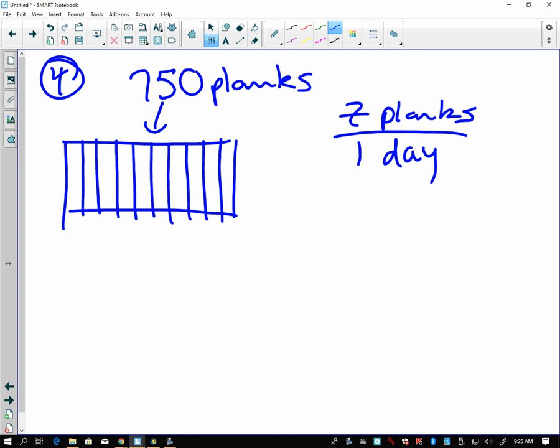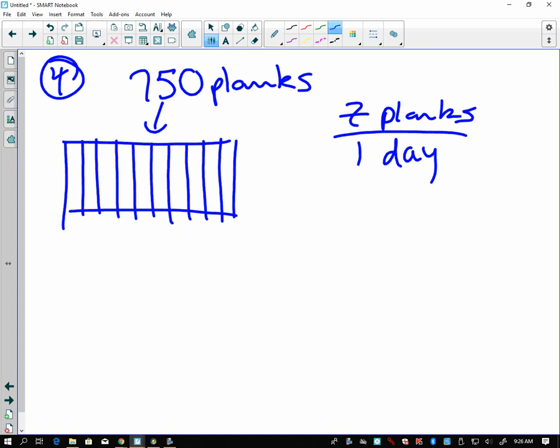We want to write an expression for how many days it's going to take to finish painting that fence. We're going to use a division bar, or a fraction symbol for division. We're going to use a star symbol for multiplication. So we want to know how many days.